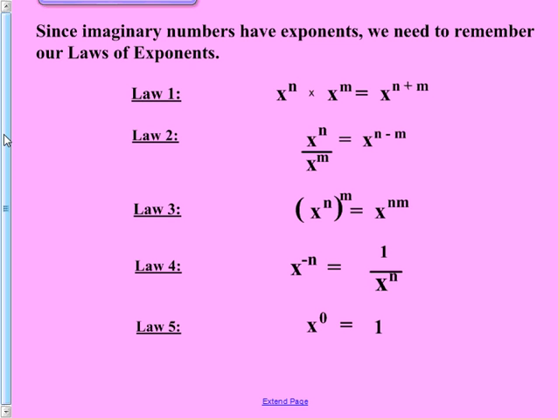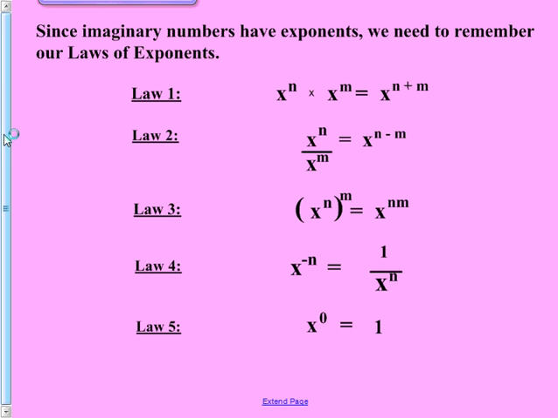And you'll see here in a moment we have a different law to deal with a negative exponent. Law 3 deals with a situation where you might have an exponent raised to an exponent. In that case, you actually get to multiply the exponents. Law 4, which I mentioned a moment ago, deals with the possibility that you might have a negative exponent. The only way to handle a negative exponent is to reciprocate the base that the negative exponent is attached to.